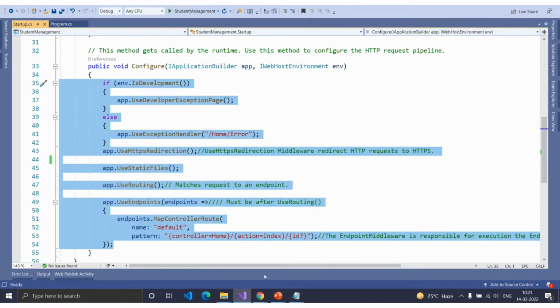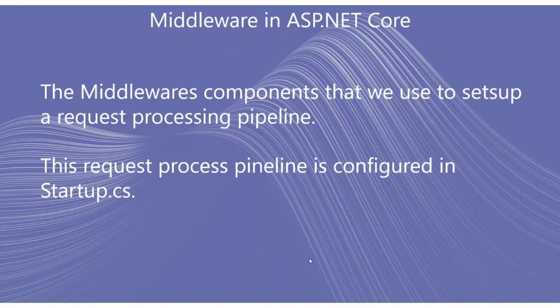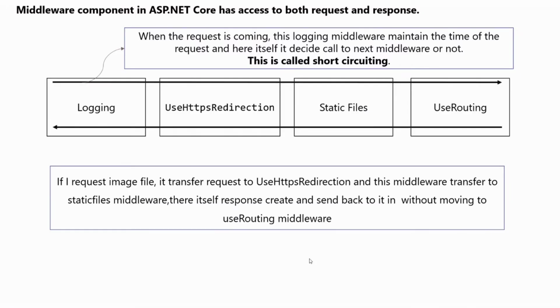Before seeing this, let's see how middleware works. A middleware component in ASP.NET Core has access to both request and response. Consider these middleware were added in our Configure method in the startup.cs file. Here, when a request is coming, this logging middleware maintains the time of the request, and here itself it decides whether to call the next middleware or not. This is called short circuiting.